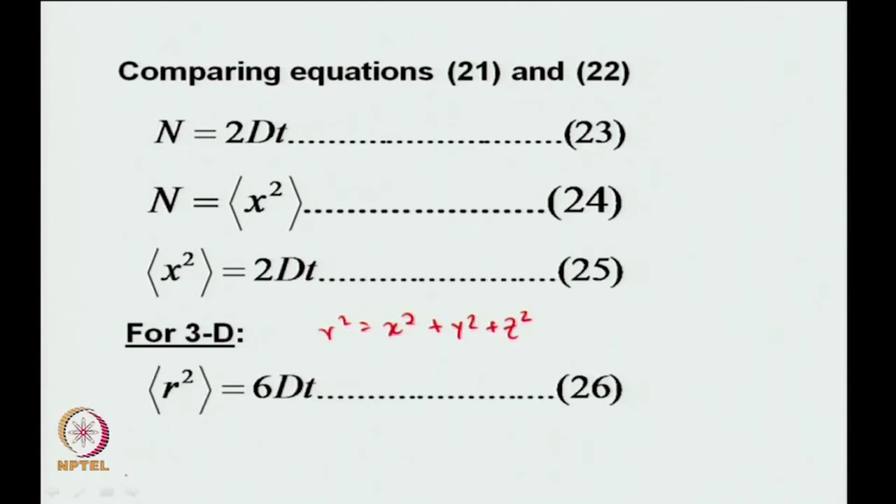Plain and simple, because these are not correlated, independent of each other absolutely, and hence we can always make this. So, here I can write the average of r squared is equal to the average of x squared, y squared, z squared.